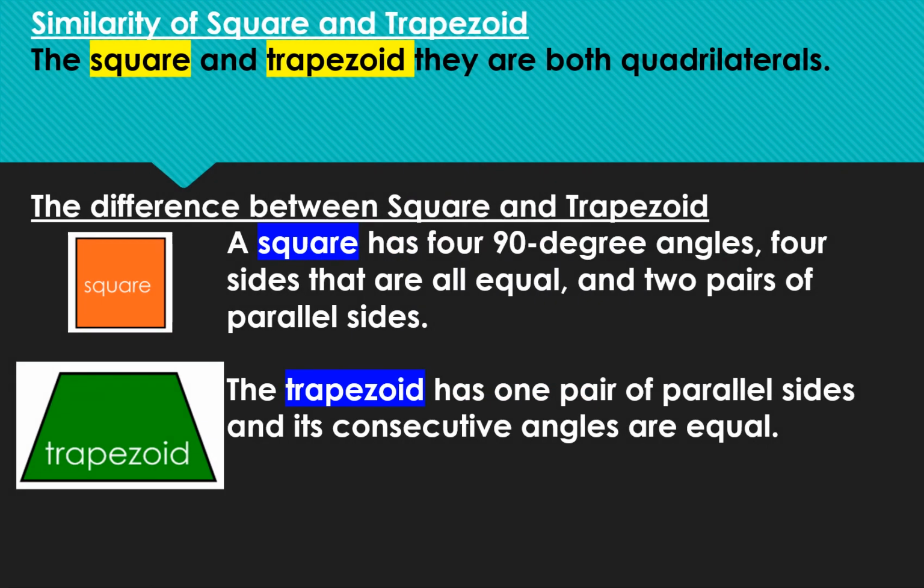In the similarity of a square and a trapezoid, they are both quadrilaterals. The difference between a square and a trapezoid: a square has four 90-degree angles, four equal sides, and two pairs of parallel sides. While a trapezoid has one pair of parallel sides and its consecutive angles are equal.